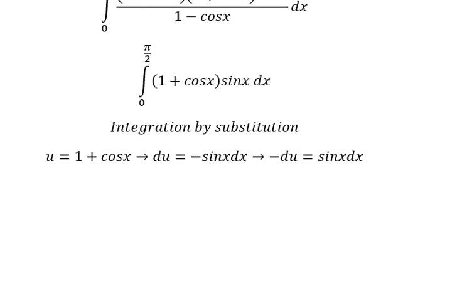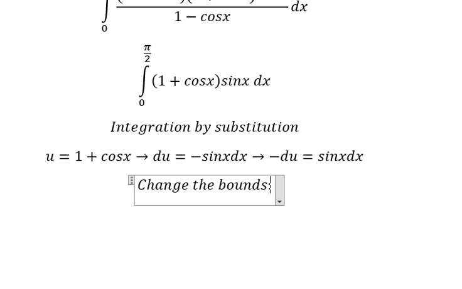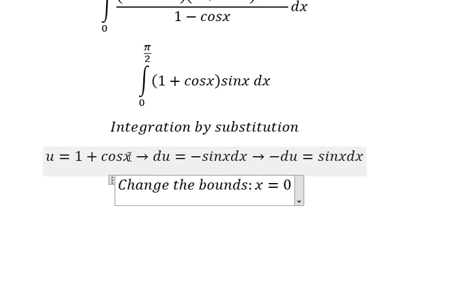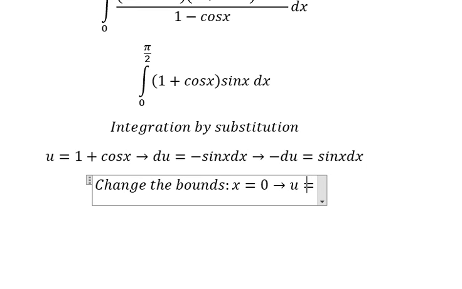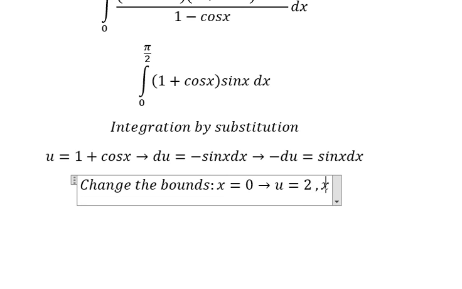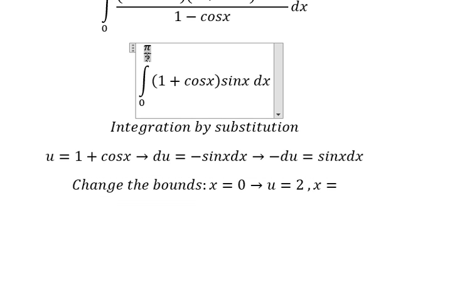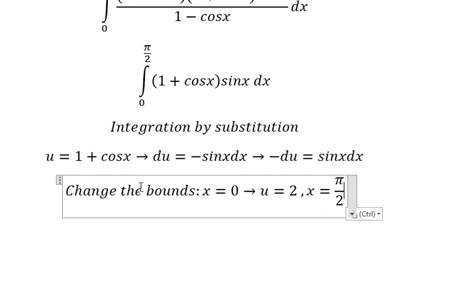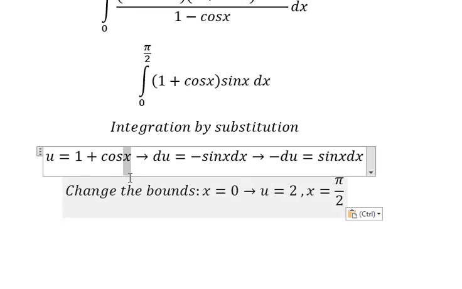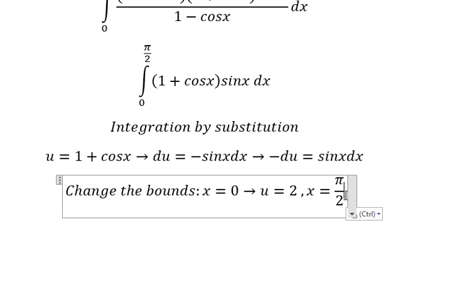Next, we need to change the bounds. When s equals 0, we put 0 in here. You get cosine of 0, which is 1. 1 plus 1, we have 2. So u equals 2. When s equals pi over 2, we put pi over 2 in here, and you get 0. And we have u equals 1.